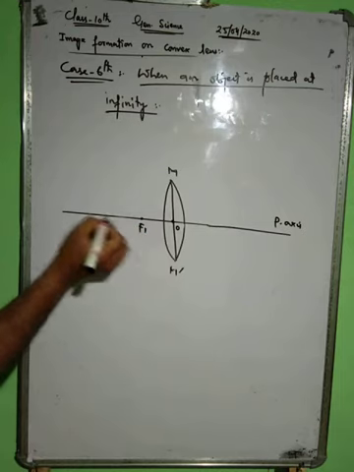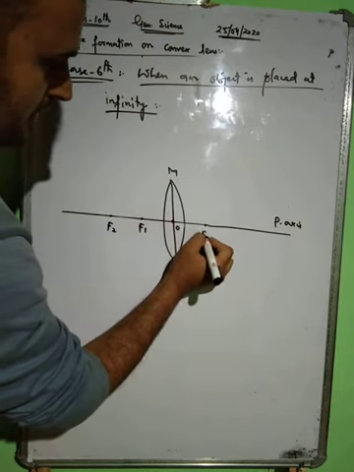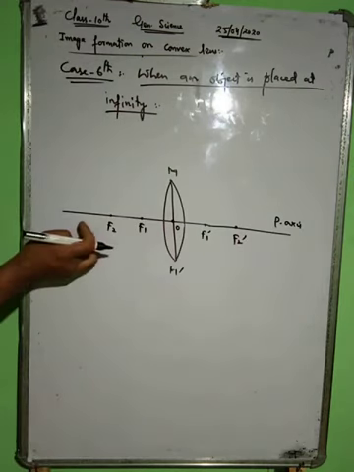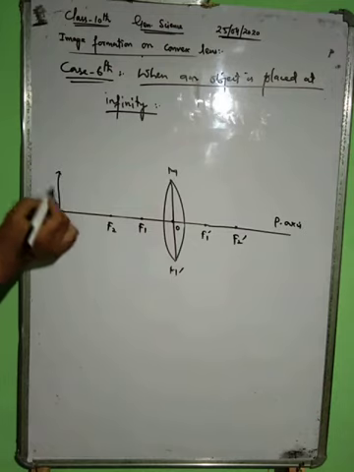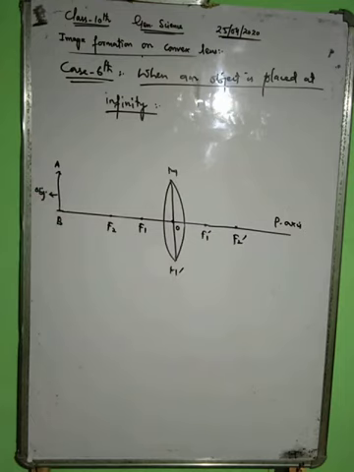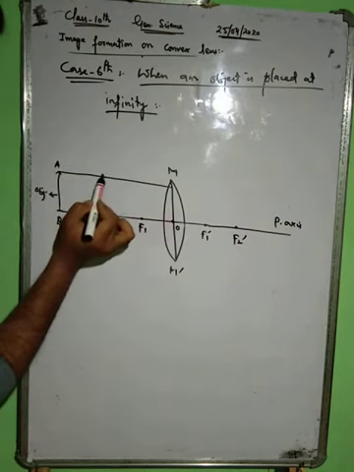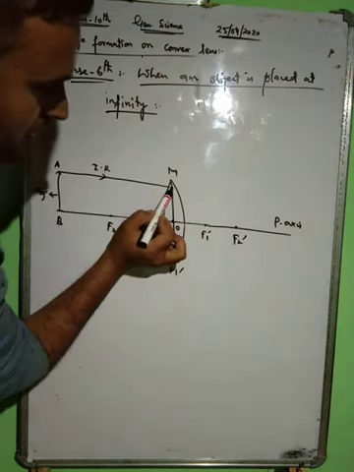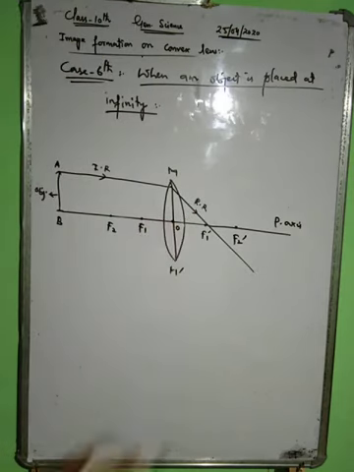Here we have this F1, this is F2, this is F1 dash and this is F2 dash. This is beyond F2 and this is infinity. A and B here, this is an object. From an object, the incident ray of light parallel to principal axis falls on convex lens. After refraction, as per the rule, the refracted ray of light will pass through the focus.